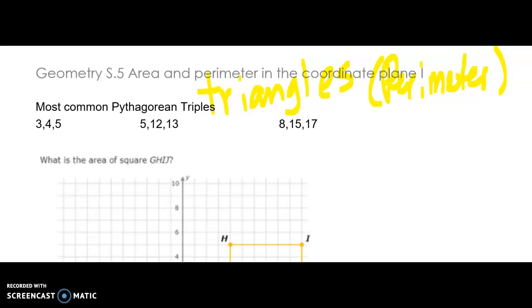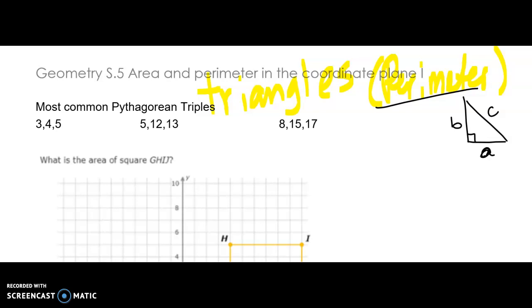Now, Pythagorean triples. When did you use the Pythagorean theorem? You used the Pythagorean theorem when you had a right triangle. Usually they would give you an A and a B, and to use the Pythagorean theorem, you would use it to be able to find C. And you would need C if you're finding the perimeter of a triangle.